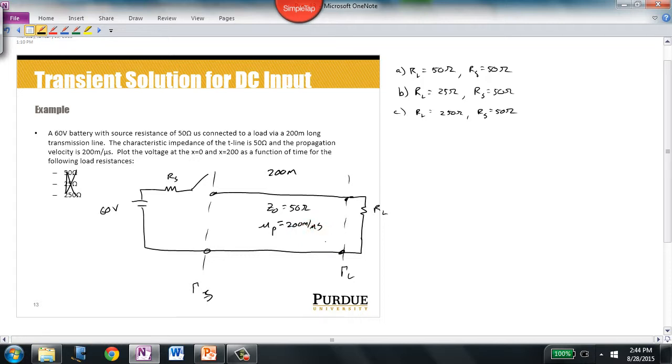What we're asked to do is plot the voltage at the x equals 0 interface and the x equals 200 meters interface as a function of time for the following resistances. I've rewritten them over here. In part A, RL is 50 ohms and RS is 50 ohms. In part B, RL is 25 ohms and RS is 50 ohms. And in part C, RL is 250 ohms and RS is 50 ohms. These are the three conditions that we're going to analyze in this example.